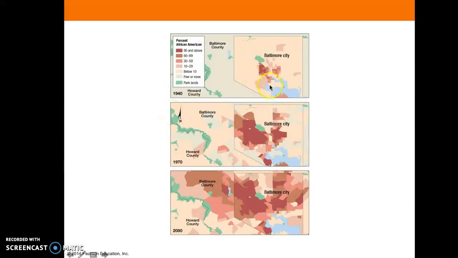If you look at Baltimore City in 1940, you can see small clusters of African Americans, but the majority of Baltimore City was below 10% African American. If you look at Baltimore City in 1970, the clusters of African Americans have grown, and the percent of neighborhoods that were less than 10% African American was decreasing. By the year 2000, there were small pockets of areas that have less than 10% African Americans, but the majority of Baltimore today is African American.